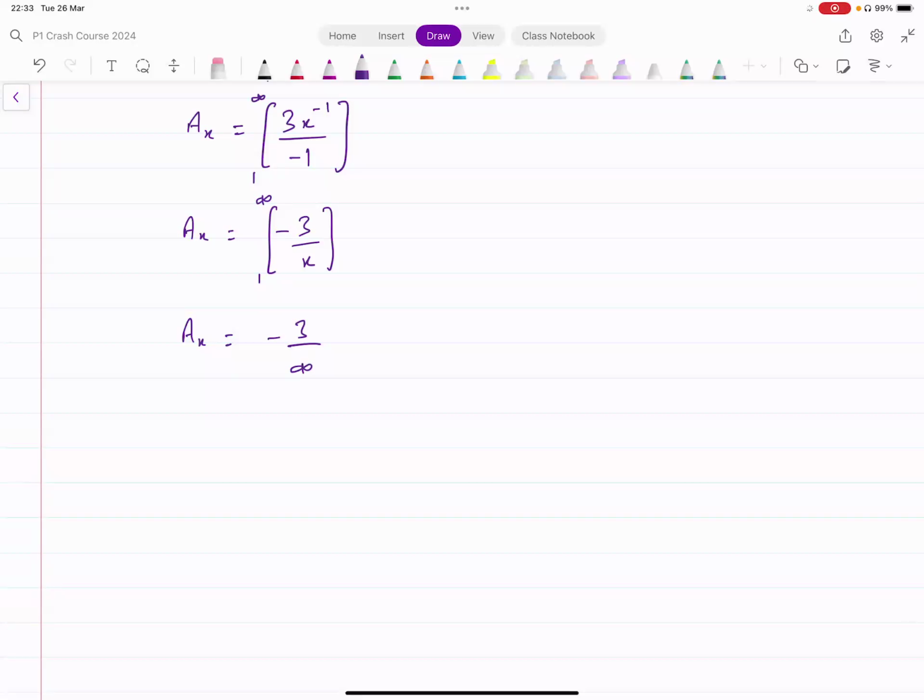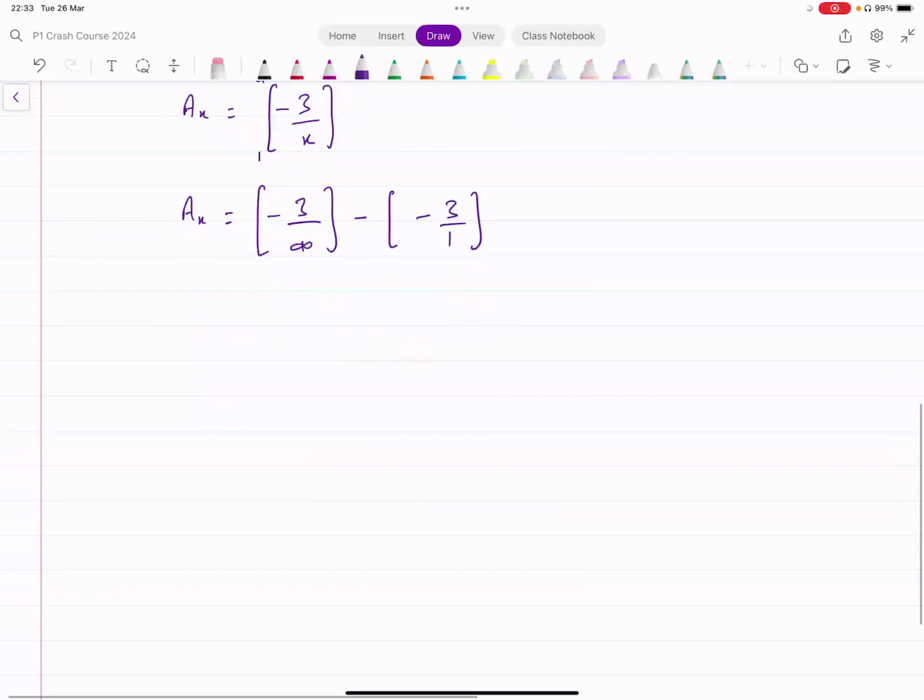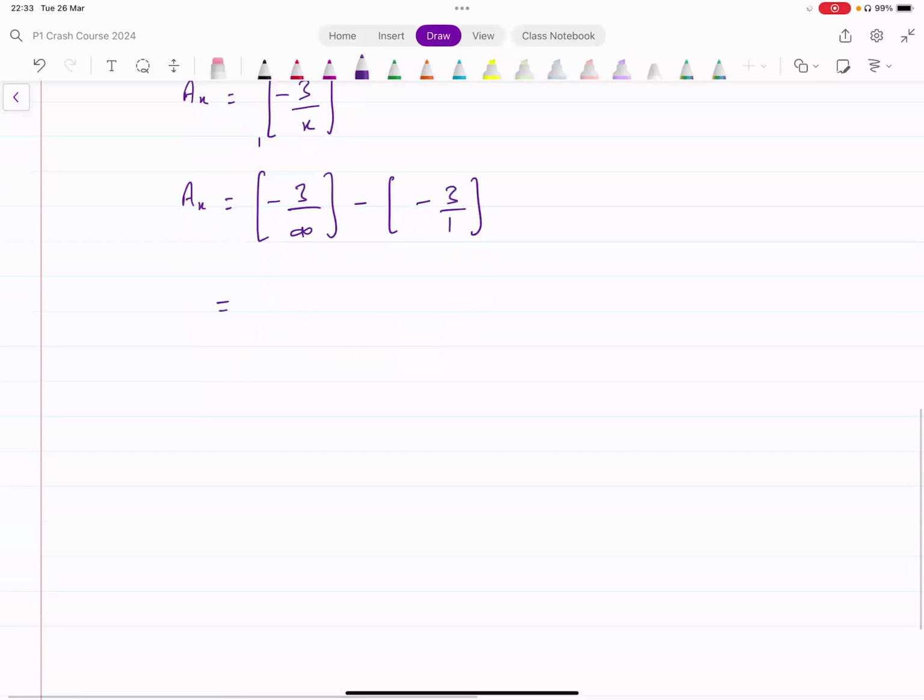So just input infinity in place of x like this. Okay, and I'll explain you how to calculate this in a moment. All right. That gives us minus 3 over infinity when we input the upper limit. Subtract from that the case when you input x equals 1, minus 3 over 1. How do you evaluate this now? That's the question, right? Minus 3 over 1, that's minus 3. That's easy to figure out.